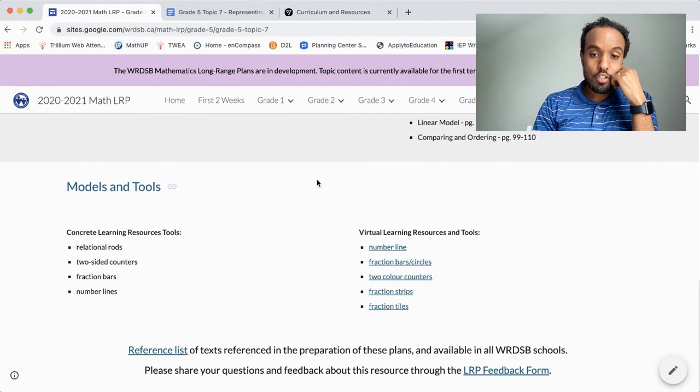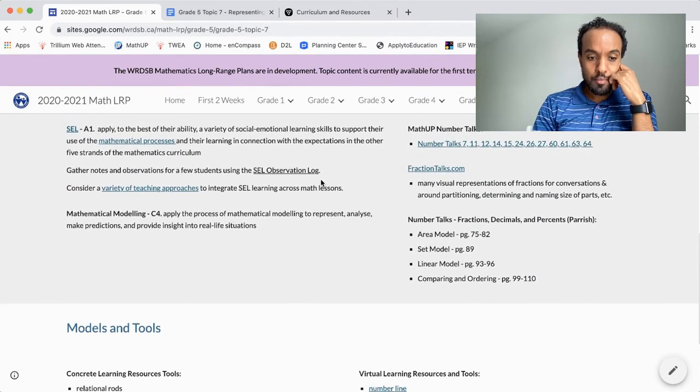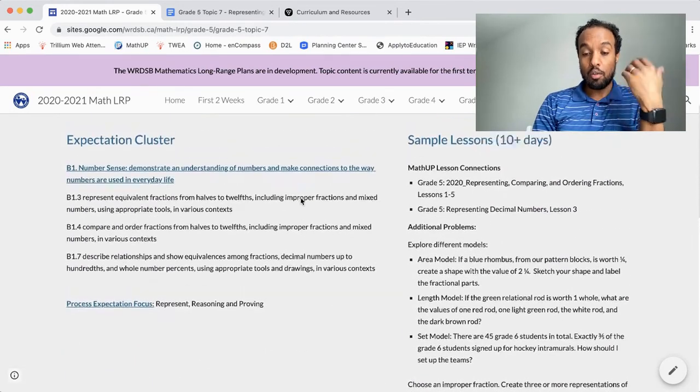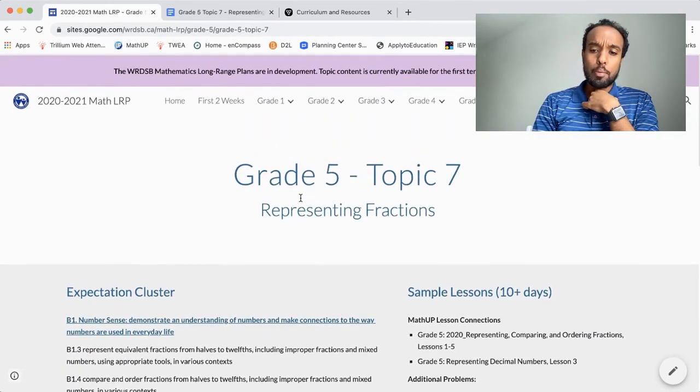So these sections are all the same across all topics: models and tools, building fluency, the ongoing focus, and they're available for each topic. So it's a good place to check things out.